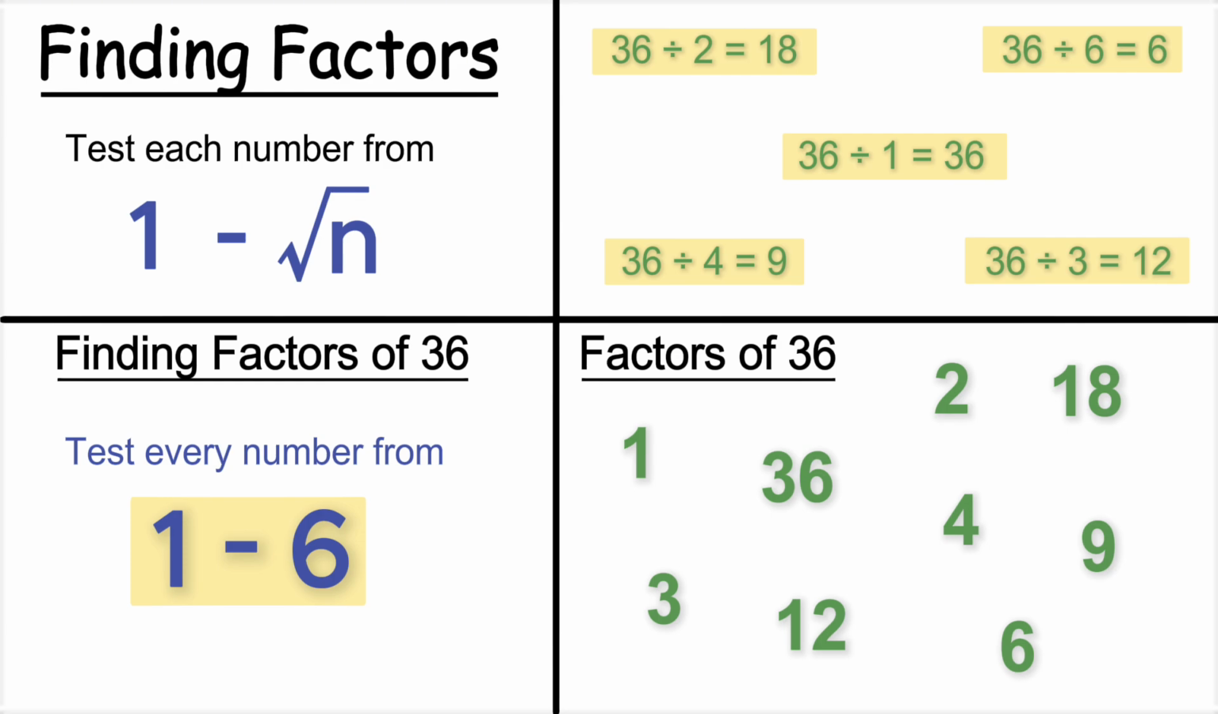Now that we've tested all the numbers from 1 to 6, we can list all the factors of 36 to be 1, 2, 3, 4, 6, 9, 12, 18, and 36. There is no point testing numbers greater than 6, because any factor greater than the square root would have already been found.